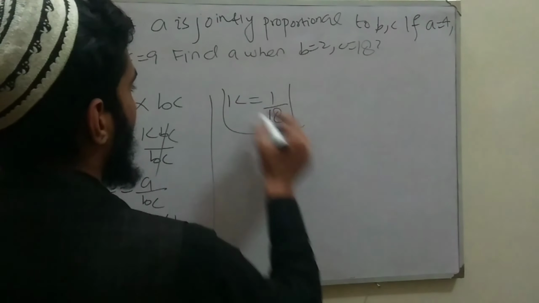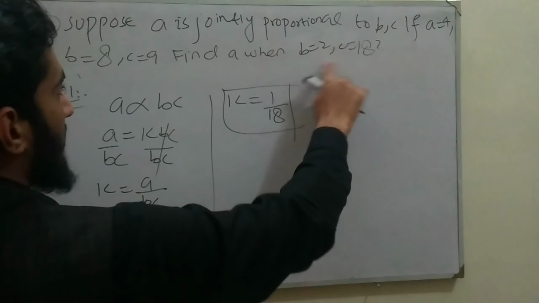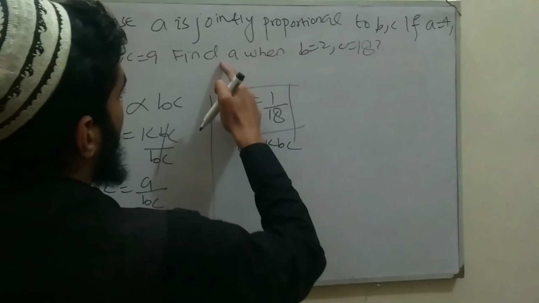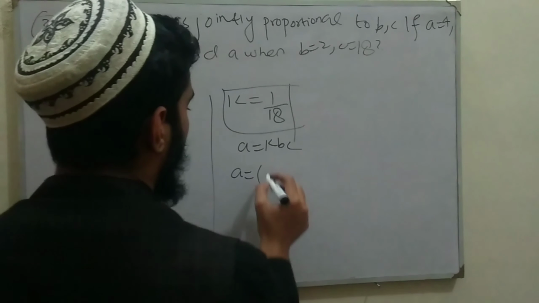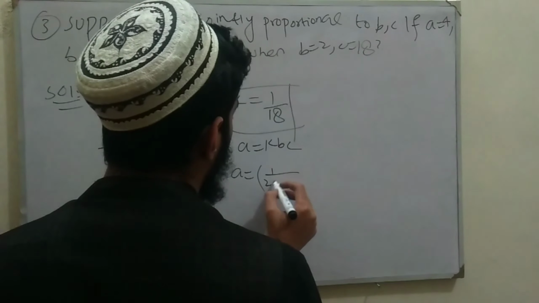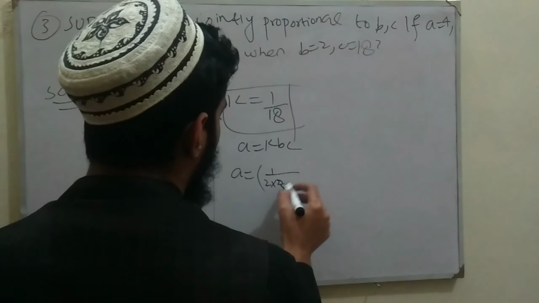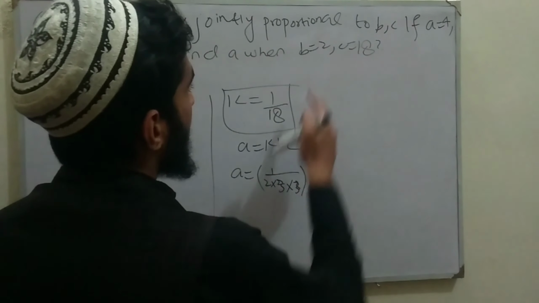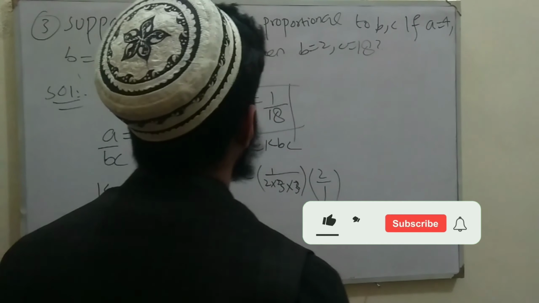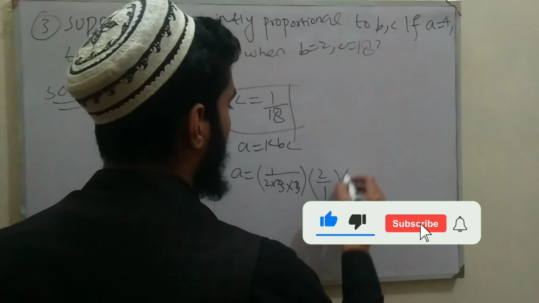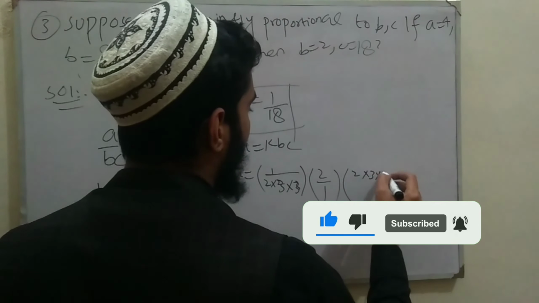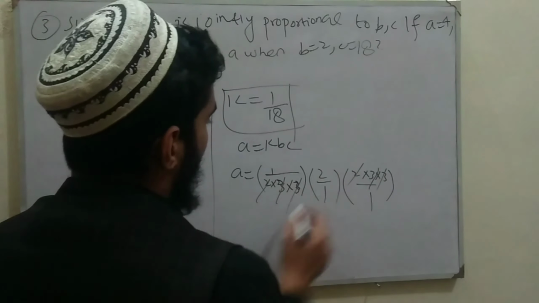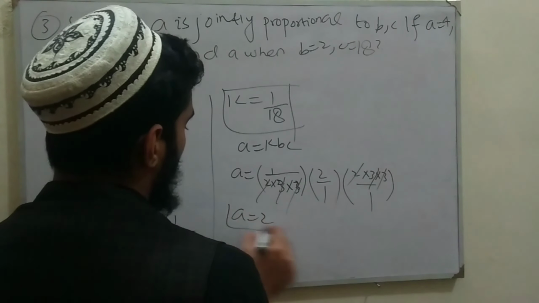We are not interested in K, we are interested in A. Using the same relation, B and C are given. Using A is equal to KBC, we are going to find A is equal to K, which is 1 over 18. 18 can be written as 2 multiplied by 3 multiplied by 3, because 3 multiplied by 3 gives us 9, and 9 multiplied by 2 gives us 18. B is 2, and in the numerator C is 18. 18 can be written as 2 multiplied by 3 multiplied by 3. 3 is cancelled out and 2 is cancelled out. So we are just left with 2. So the value of A is equal to 2.